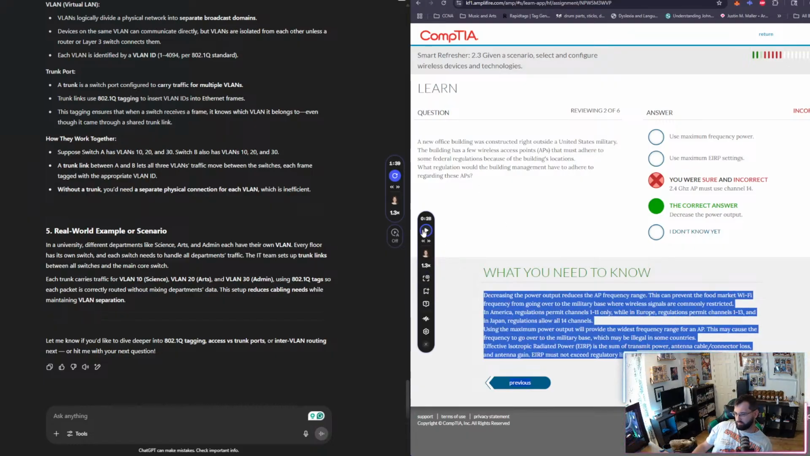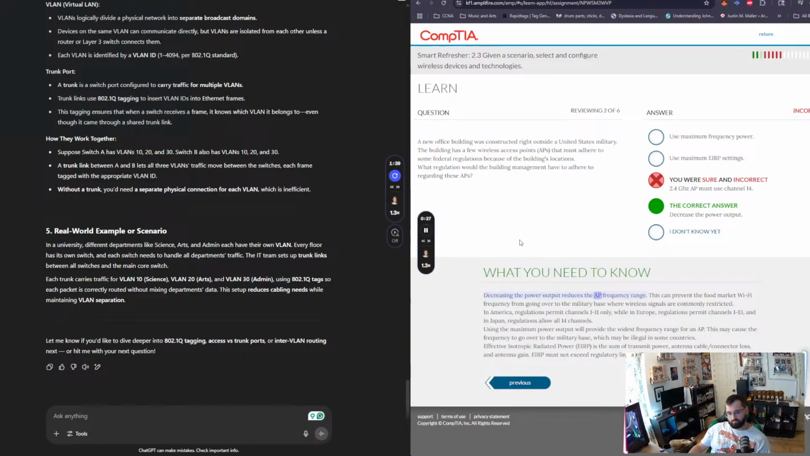Decreasing the power output reduces the AP frequency range. This can prevent the Wi-Fi frequency from going over to the military base where wireless signals are commonly restricted. In America, regulations permit channels 1 to 11 only, while in Europe, regulations permit channels 1 to 13, and in Japan, regulations allow all 14 channels. Using the maximum power output will provide the widest frequency range for an AP. This may cause the frequency to go over to the military base, which may be illegal in some countries. Effective isotropic radiated power, EIRP, is the sum of transmit power, antenna cable connector loss, and antenna gain. EIRP must not exceed regulatory limits.